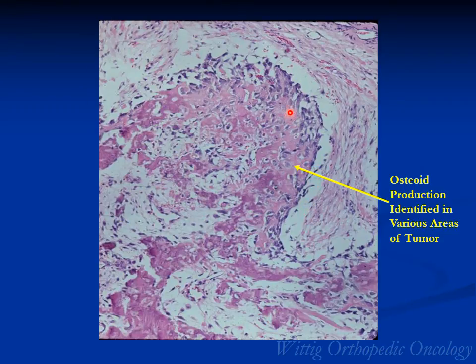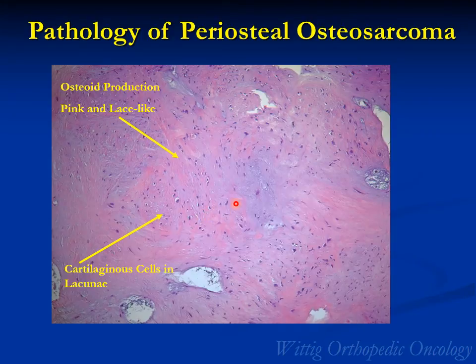Here's an example where it shows the osteoid production by the spindle cells. Here's the spindle cells in this area here, and osteoid production. Here's some osteoid production, which is pink and lace-like, and cartilaginous-like cells in lacunae.